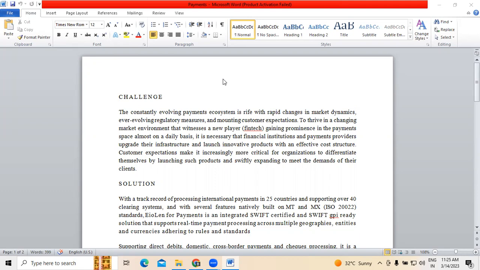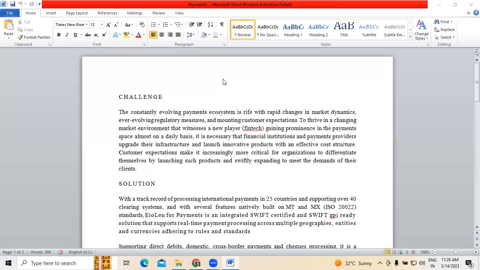They have identified some challenges in the payment ecosystem. Based on the challenges, what is it that they have identified so far? They are going to develop a new product which is majorly useful for financial institutions as well as for banks to process their payments, as well as to provide their transactions, in a better and more effective way.